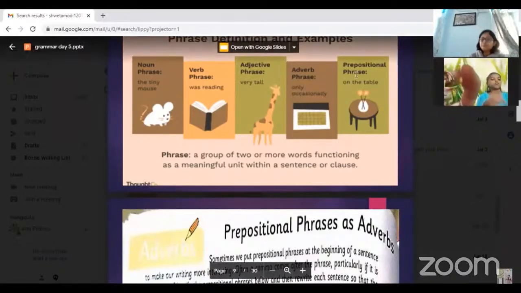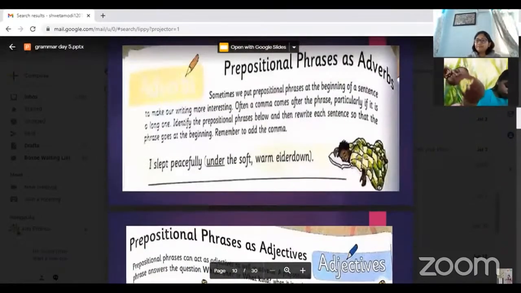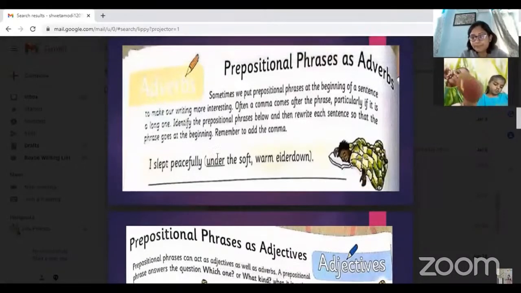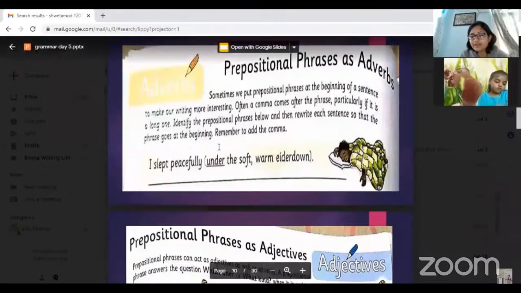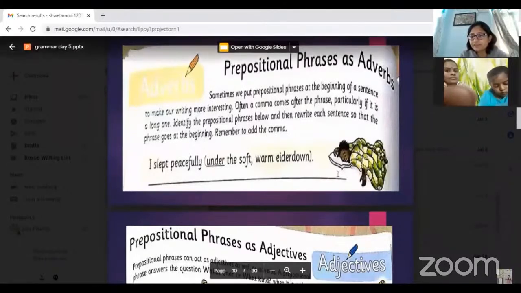So a group of two or more words functioning as a meaningful unit within a sentence or clause is a phrase. Now, a prepositional phrase can be an adverb. Now, can you all tell me, I slept peacefully under the soft, warm eiderdown. So, under is a preposition. So, the whole of this, under the soft, warm eiderdown, becomes a phrase.